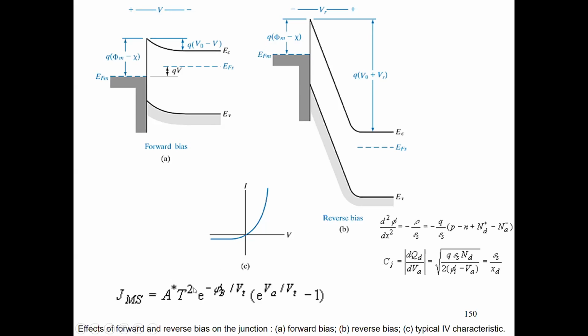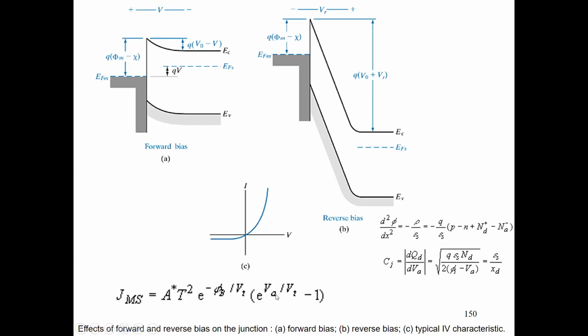T is temperature in Kelvin raised to the power 2, e to the power minus phi b. Phi b is the so-called Schottky barrier height, divided by Vt. Vt is your thermal voltage, kT over q. e to the power V applied. That could be forward bias V or reverse bias VR, minus VR.